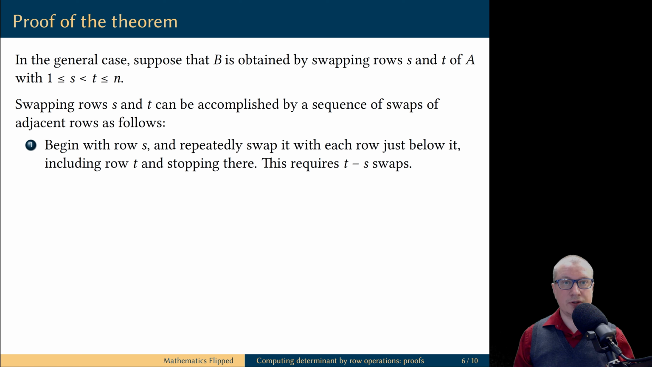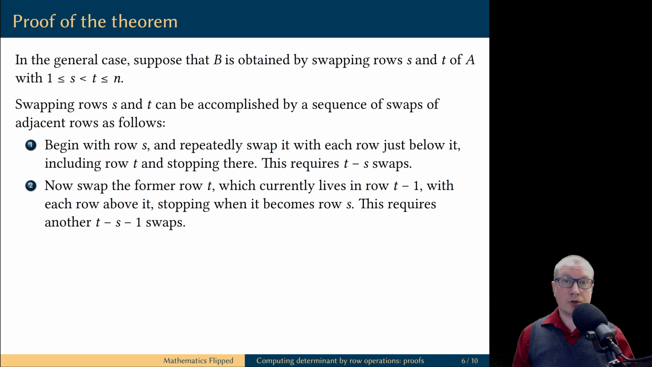We start with row s, which is located above row t, and we repeatedly swap this row with each row below this until we reach row t. We swap row s with row t, and we stop there. This requires t minus s row swaps. Now, row number t sits in position t minus 1, and we swap this row with each row above it until it settles into position s. This requires t minus s minus 1 swaps.